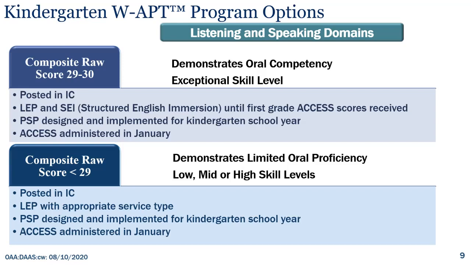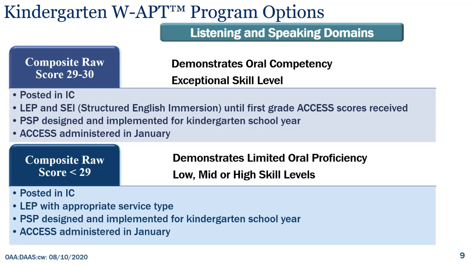And so they would be an English learner, and their program services type would be structured English immersion. And then they'll have a program services plan and be given access in January, even if they score a 29 to 30, which is at the exceptional skill level. Now, if they score less than a 29, which is that low, mid, or high skills, they're still going to be an English learner. So you would post them in Infinite Campus as EL on that first tab.